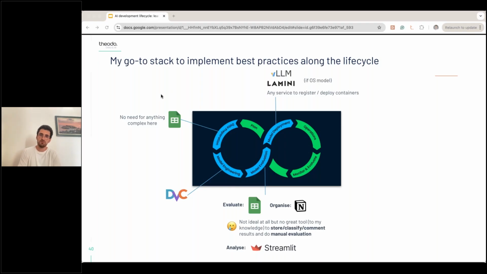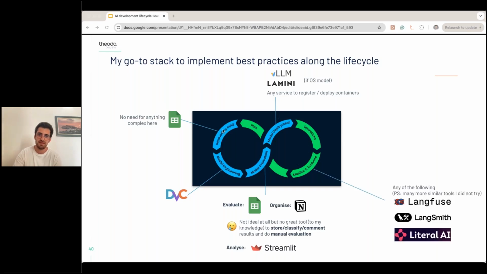For model deployments, if I use an open source model, I will use vLLM to deploy the open source model, or Lamini, which is a closed source version, so more managed, less work to do, and any other service to deploy and register containers to deploy the product around it.